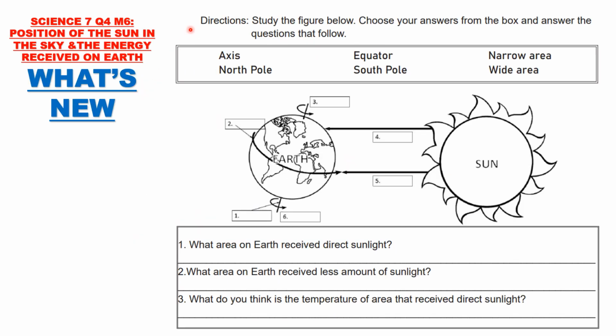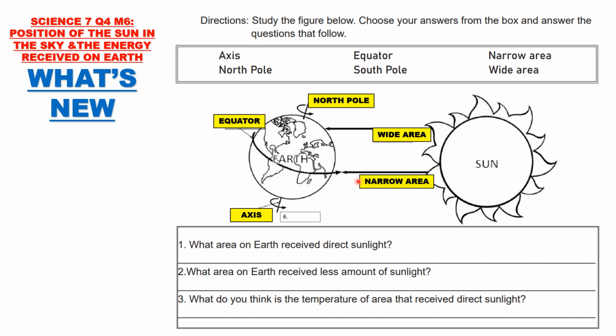What's new? Directions: study the figure below, choose your answers from the box, and answer the questions that follow. Number 1. Axis. Number 2. Equator. Number 3. North Pole. Number 4. Wide area. Number 5. Narrow area. And number 6. South Pole. Question 1. What area on Earth received direct sunlight?